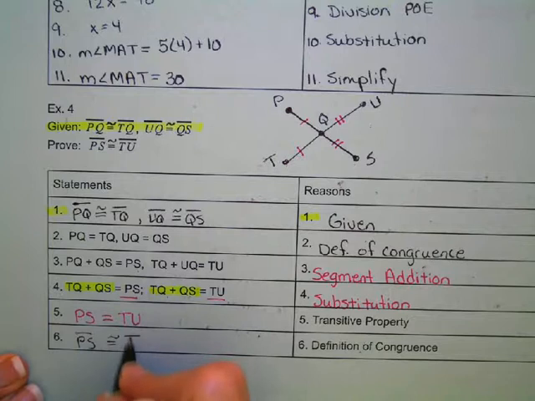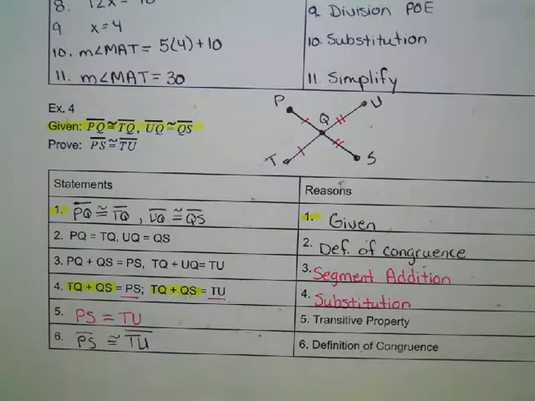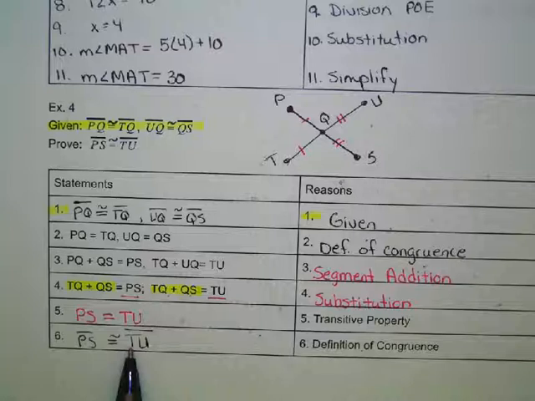So to go from an equal sign to a congruent sign, or a congruent sign to an equal sign, those are both called definition of congruence.